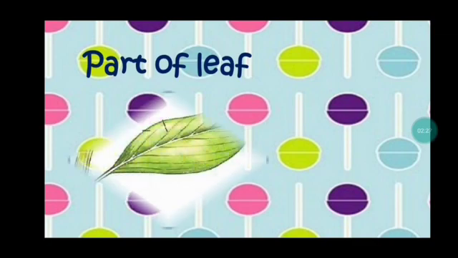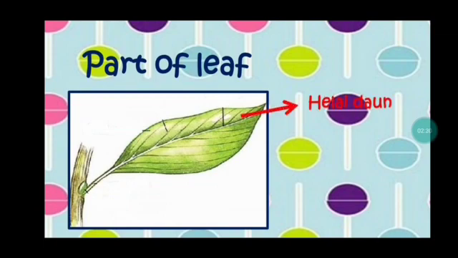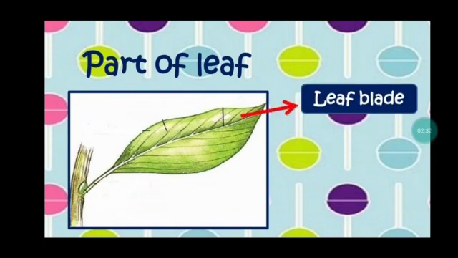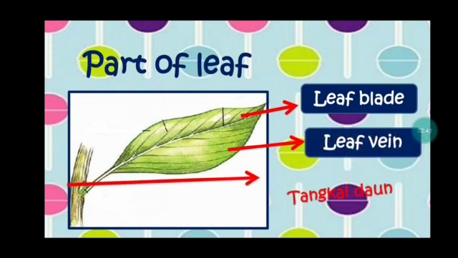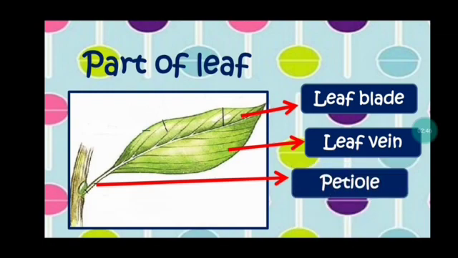The part of the leaf: the leaf consists of three parts. The first, leaf blade, in Bahasa helai daun. And then leaf vein, in Bahasa tulang daun. And then the last, petiole, in Bahasa tangkai daun. So the part of the leaf consists of leaf blade, leaf vein, and also petiole. Helai daun, tulang daun, dan tangkai daun. This is the part of the leaf that you have to remember.